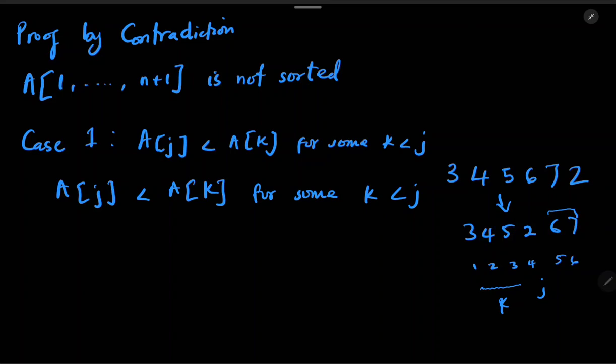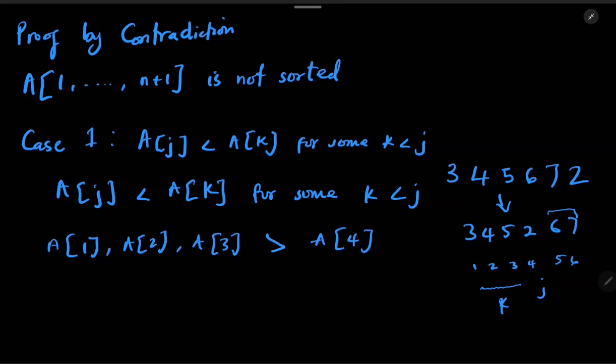And why is this a contradiction? It's a contradiction because A1, A2, A3 are all greater than what we have at A4. That is why it's a contradiction.